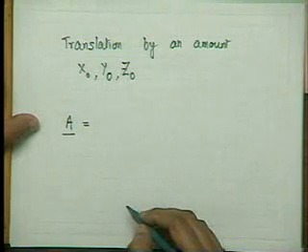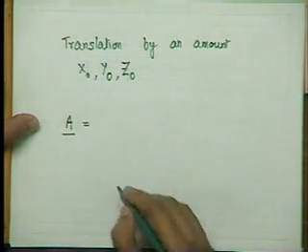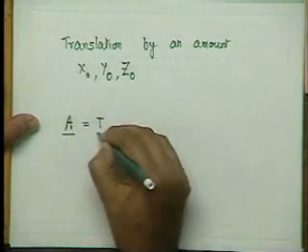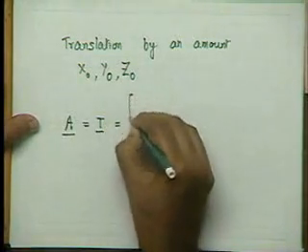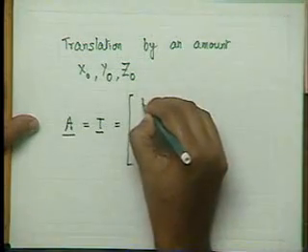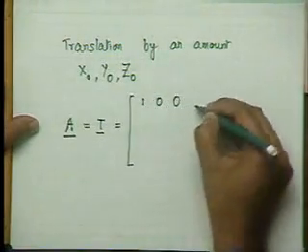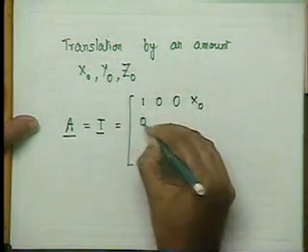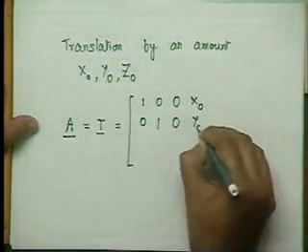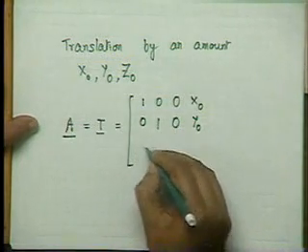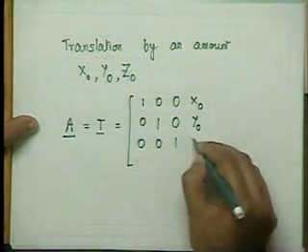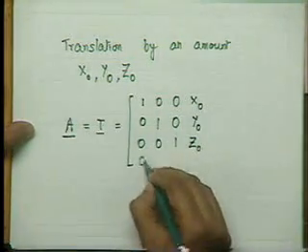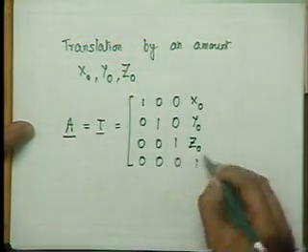1, 0, 0, x naught. Yes. So this transformation matrix A I will now call as a matrix T, and its elements will be, yes, 1, 0, 0, x naught, correct. The next row, 0, 1, 0, y naught. The next row, 0, 0, 1, z naught. And the last, yes, 0, 0, 0, 1.